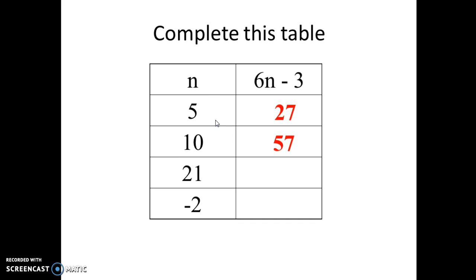6 times 21, that's 126, and I take away 3, 123. 6 times negative 2, that would be negative 12, and then I take away 3, which would give me negative 15.